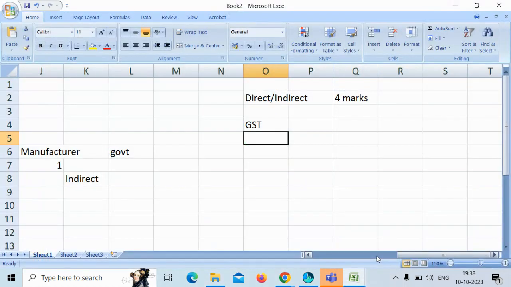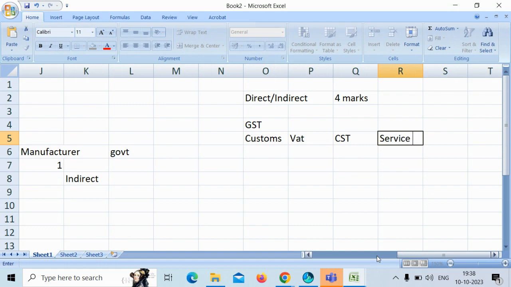So before GST, there were lots of taxes such as customs, VAT, CST, service tax. Before GST, there were many taxes.